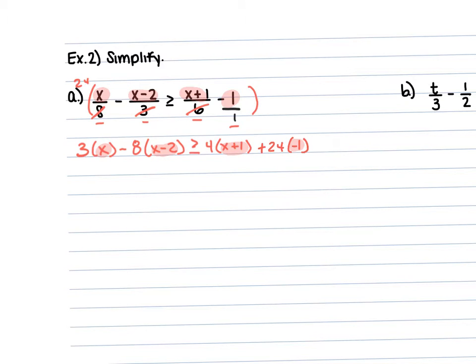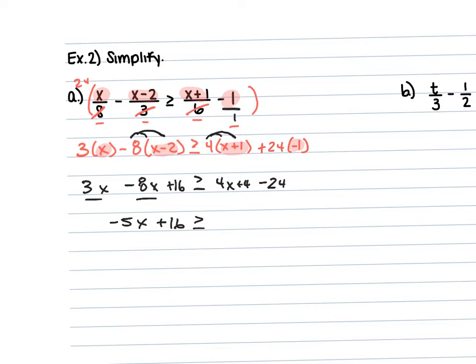We get 3x minus 8x plus 16, that's me distributing that negative 8 to each of those, is greater than or equal to 4x plus 4, again distributing, and then 24 times negative 1 would be negative 24. I'm just going to see if there's anything I can combine here. We've got 3x minus 8x, that'll give me negative 5x, plus 16 is greater than or equal to 4x plus 4 minus 24. Well, that 4x has nothing to combine with, but 4 and negative 24 will become negative 20.